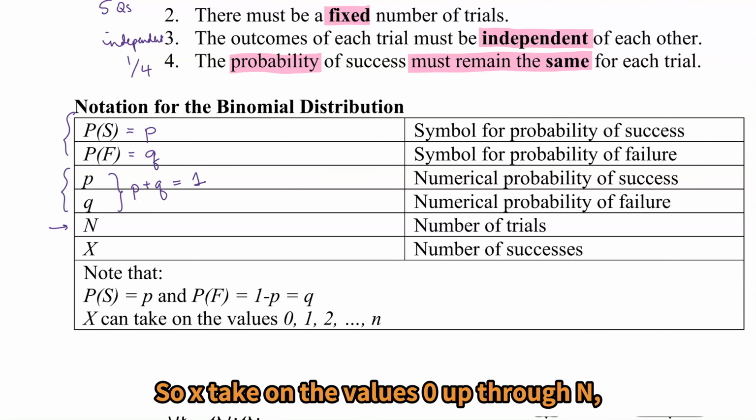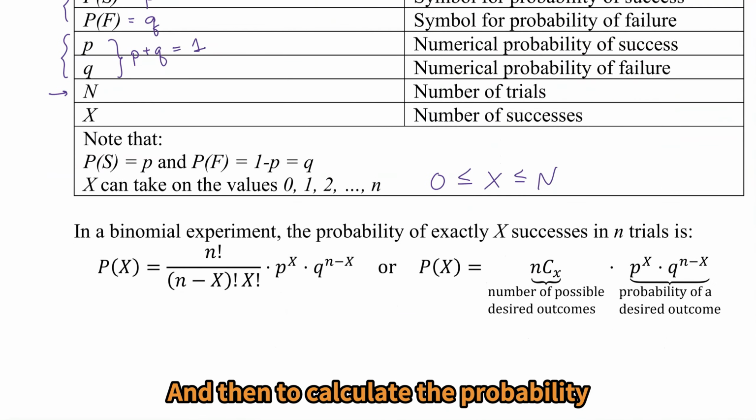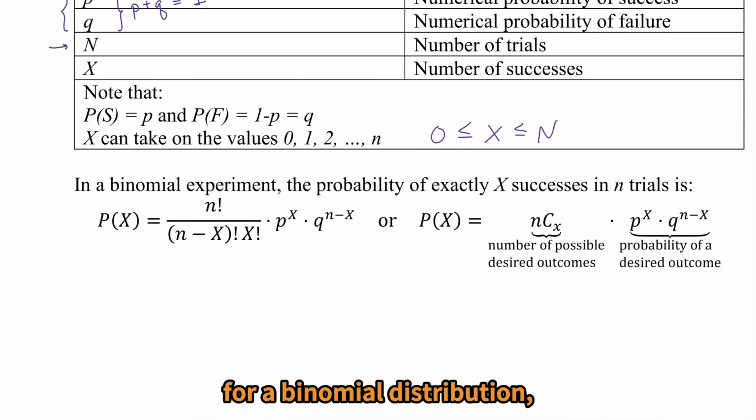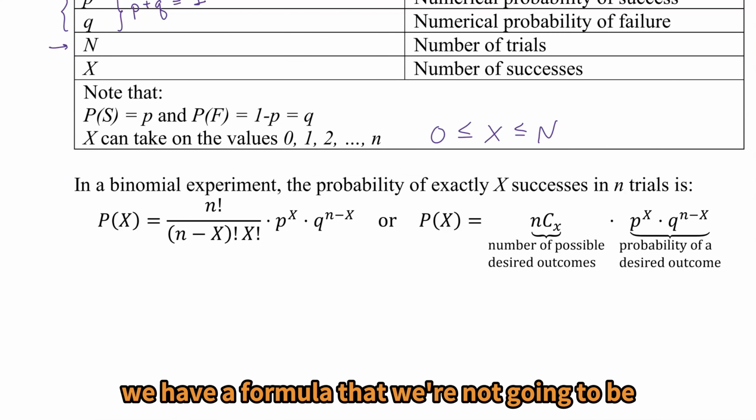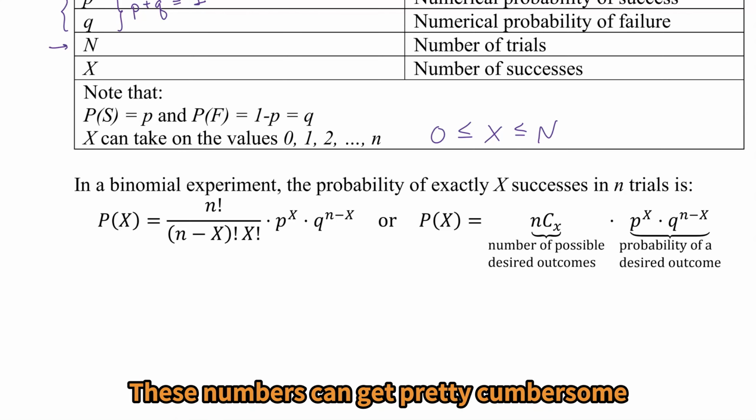So X can take on the values 0 up through N. So we can say that X is between 0 and N inclusive. And then to calculate the probability for a binomial distribution, we have a formula that we're not going to be using much by hand. We're going to be tapping into technology. These numbers can get pretty cumbersome pretty quickly.